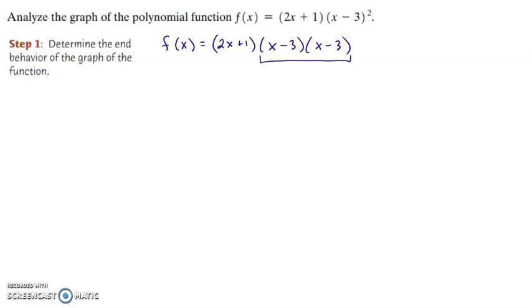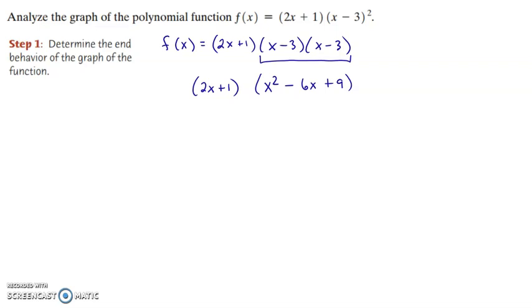Okay. If we distribute these two terms out, that's going to give us x squared. We'll have a minus 3x and another minus 3x for a total of minus 6x. And negative 3 times negative 3 will give us a positive 9. Now we can go ahead and multiply that by the 2x plus 1.